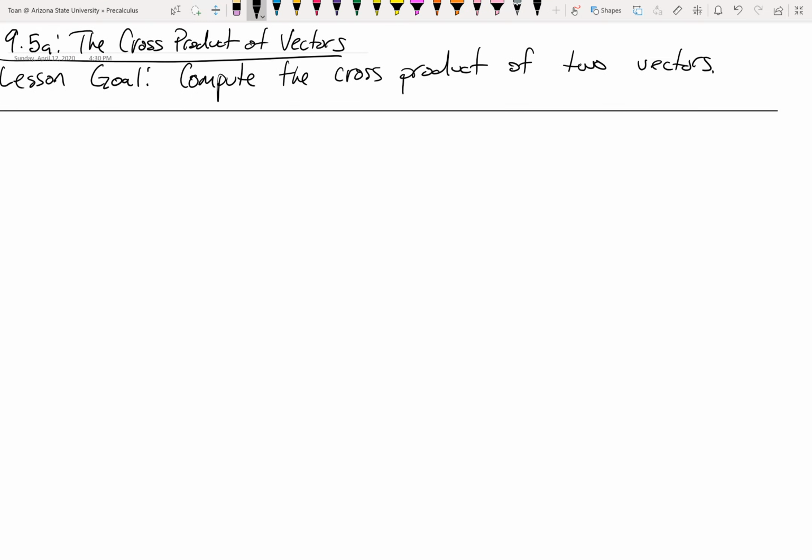Alrighty, so the first half of 9.5 will be about this thing called the cross product. We've already spent a considerable amount of time talking about the scalar product or the dot product. Now let's dive into what this thing called the cross product really is.